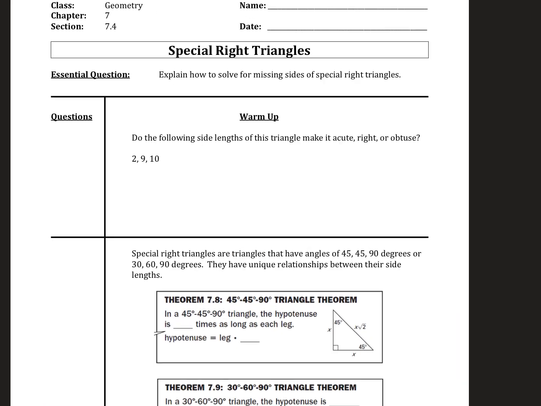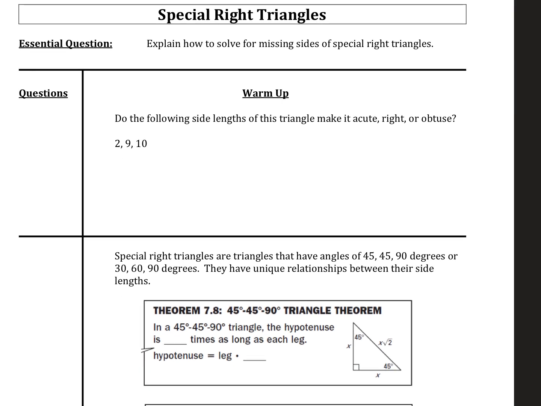All right, so we have a warm-up here. We have the lengths of this triangle, and we're trying to determine whether it will make an acute, obtuse, or right triangle. Why don't you go pause the video. This is a review from 7.3, or maybe 7.2 even. See how you do. Yeah, it's actually from 7.2, my mistake.